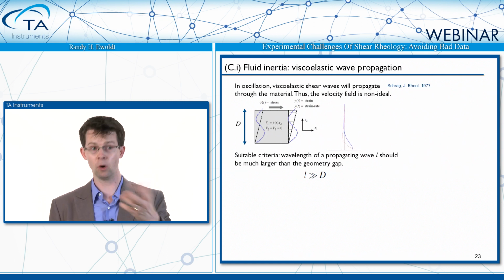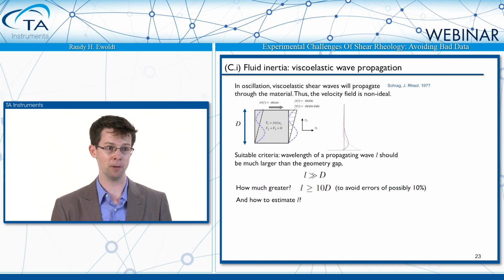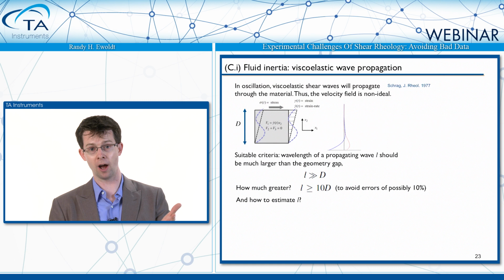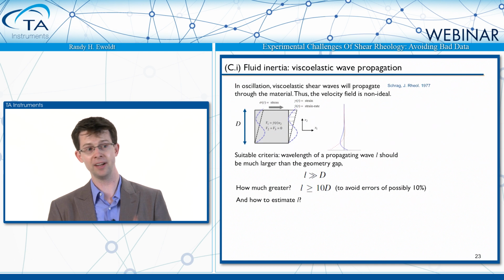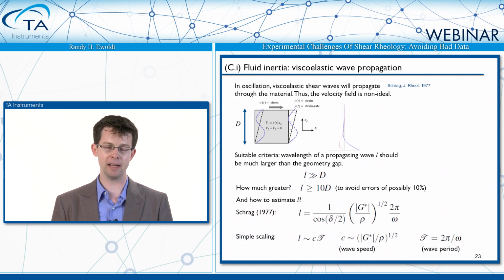When do you expect to see problems? Well, when your gap is big, or when L is small. But when is L small? And how much greater should it be? Actually, taking results from Schrag, if it's a factor of 10 or bigger, usually your error will be 10% or less. And if you're willing to tolerate more error, then you can soften this criteria, but this is the criteria we'll use here. How to estimate the wavelength.